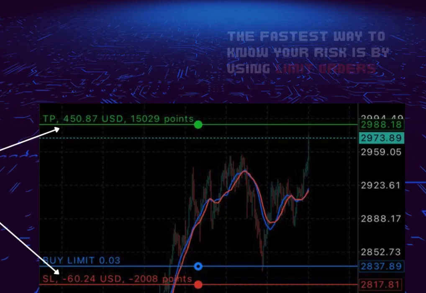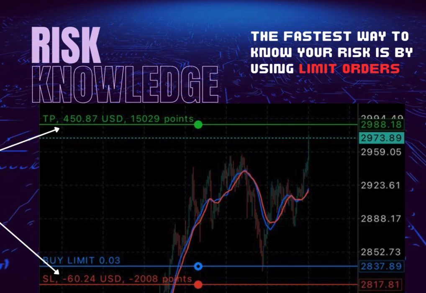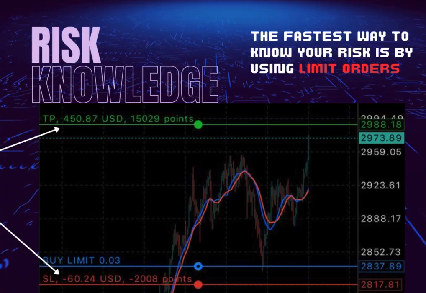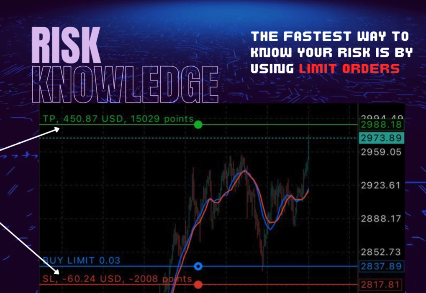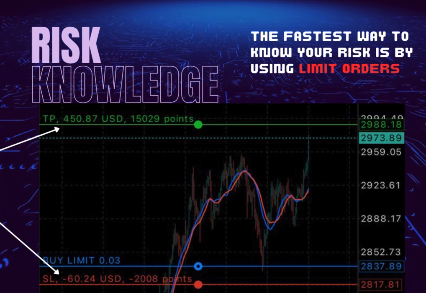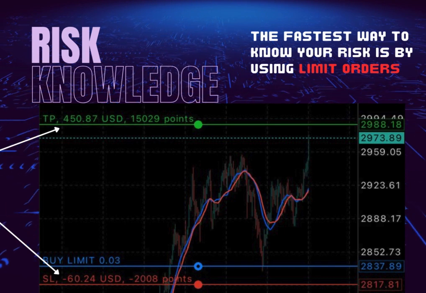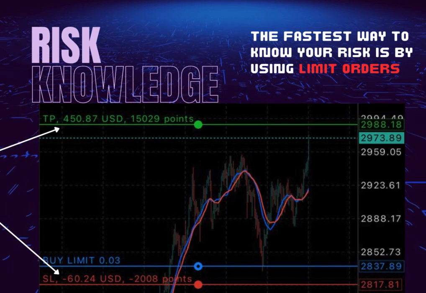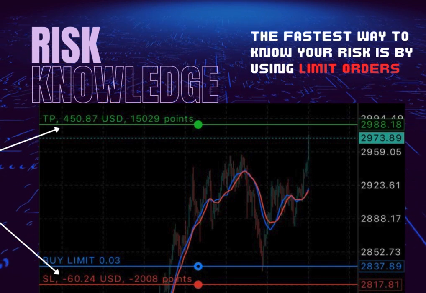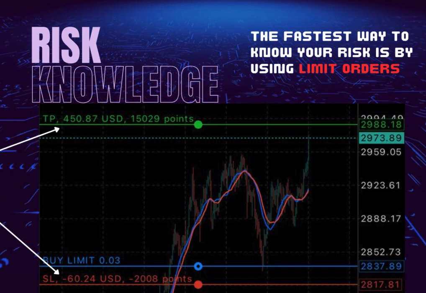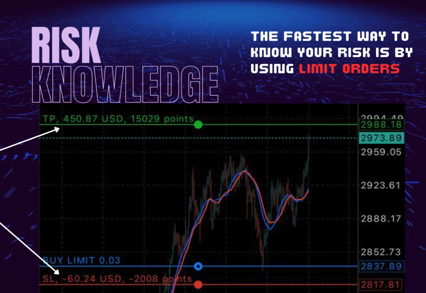But the fastest way I've found to know your risks is by using limit orders on your MetaTrader. Once you go to your MetaTrader as if you want to enter the trade, instead of buying immediately, you can just use buy limit. Indicate where you want your stop loss to be, and where you want your take profit to be. If you see where these arrows are pointing, that's where your stop loss is and that's where your take profit is.